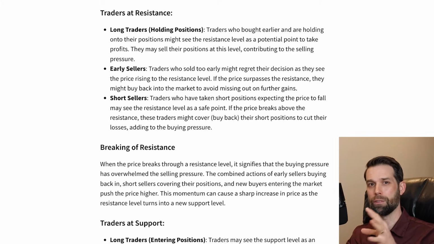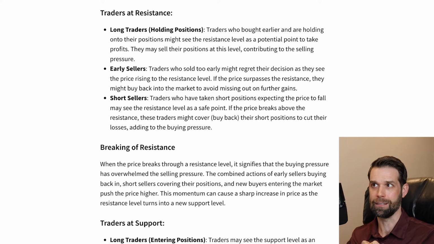So the stock rose up into this resistance level that's known for many traders, and they will sell their shares, take profits, and there's a lot of selling pressure there, which creates the resistance. But there's also early sellers and then short sellers potentially in this area as well. So traders who maybe sold too early in the uptrend might regret their decision as they see the price rising into this resistance level. Now, if the price surpasses the resistance, they might buy back into the market to avoid missing out on further gains. So that's a scenario where the resistance might not hold and then the stock will rise up further.